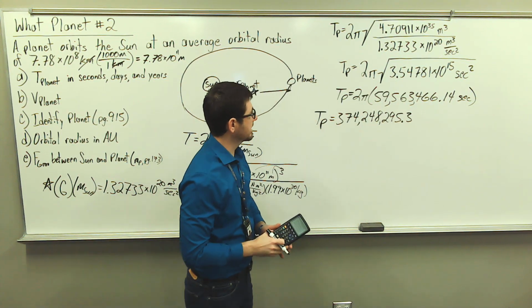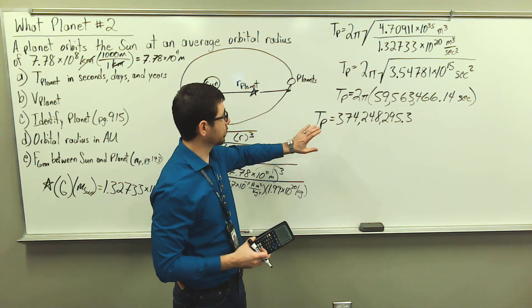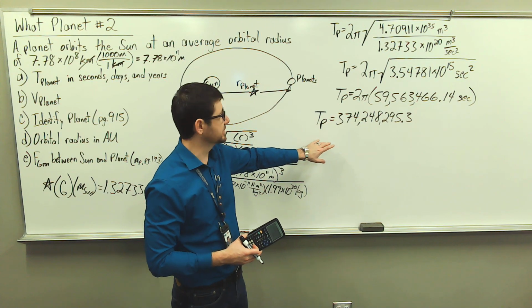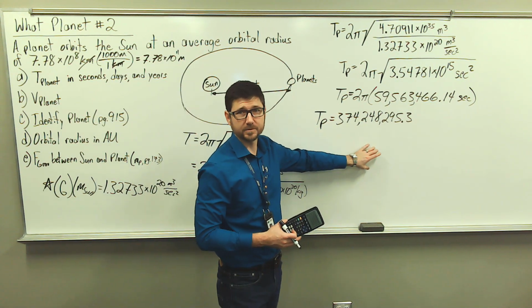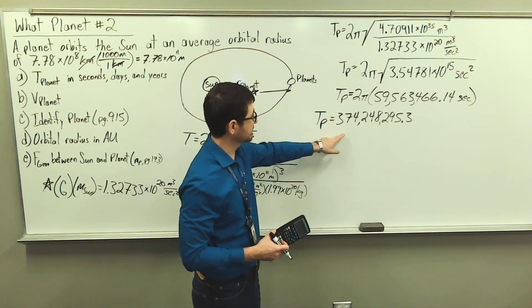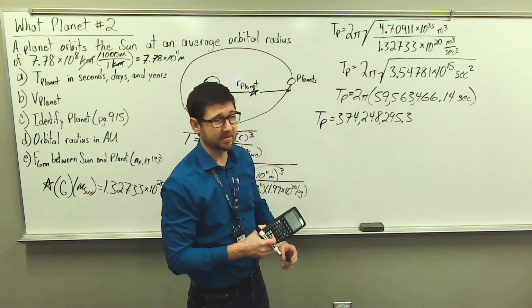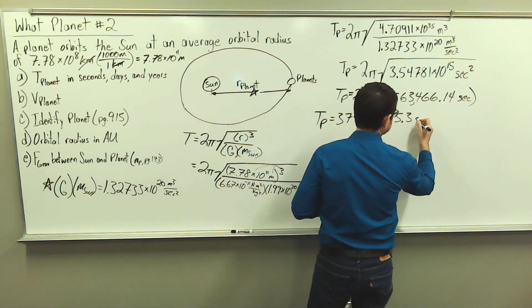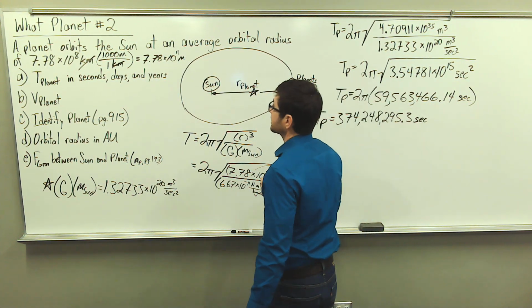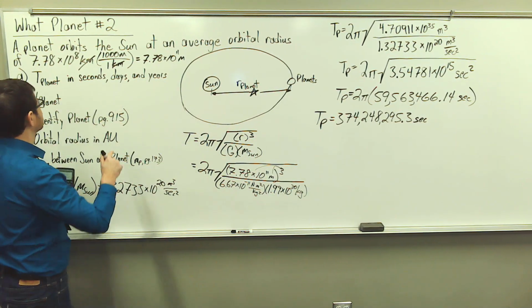Okay, and right now, our orbital time period, this is going to be our calculated value for part A. Now in part A, we have to quote our orbital time period in seconds, days, and years. And in seconds, we have 374,248,295.3 seconds. Okay, and so I'm going to write our answer right over here.